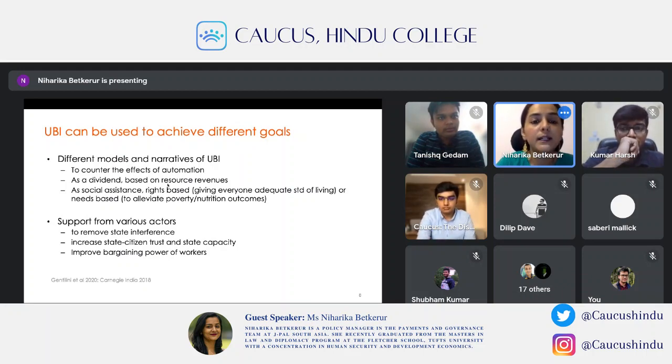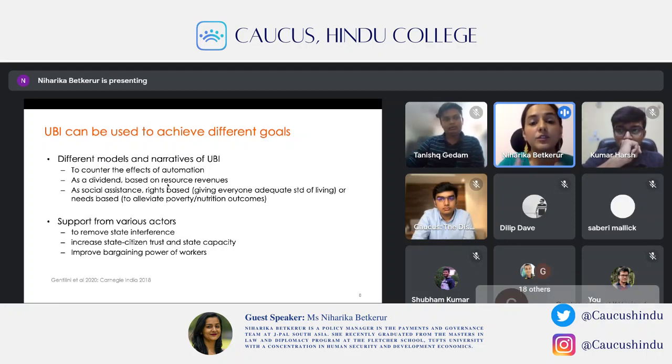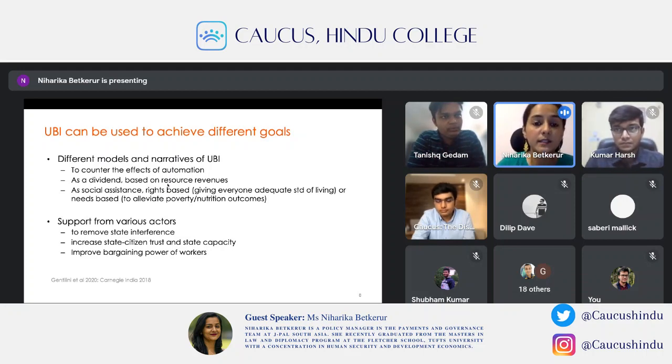So in high-income countries, for example, it could be a way to counter the effects of automation and job loss, which is created because of rapid technological advancement. In resource-rich countries or states, it can be given out as a dividend, which essentially means that all the profits or revenues that a state is making from its natural resources, like oil or mineral wealth, are redistributed. So it's a manner of redistributing this national wealth to the citizens of that country. So it's given out as a dividend.